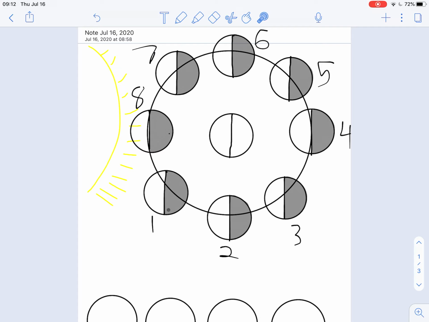Important thing to understand is that this is a top view. Imagine if you got into a spaceship and at the North Pole, top of the Earth, right? And you went all the way up above and you were looking down at the Earth. That's the view we're looking at here. So this is a top view, okay?